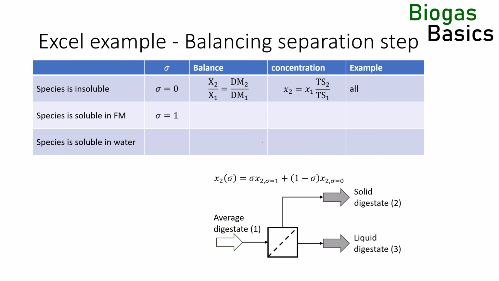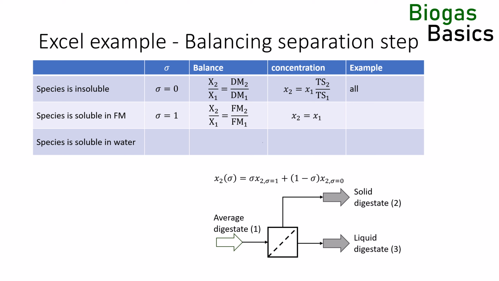If the species is soluble in fresh matter and sigma equals 1, the balance is that the ratio of mass flows of species X in the solid digestate to average digestate is the ratio of the respective fresh matter streams. For example, if 30% of the fresh matter stream goes into the solid digestate stream and the species is completely fresh matter soluble, 30% of the species mass flow ends up in the solid digestate.